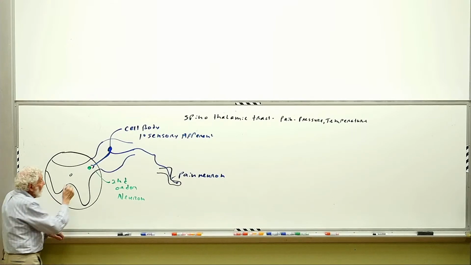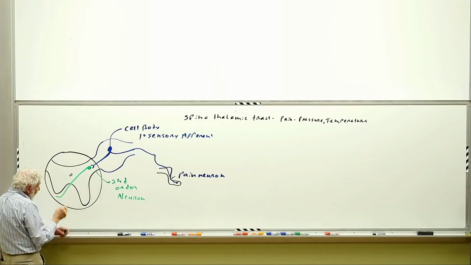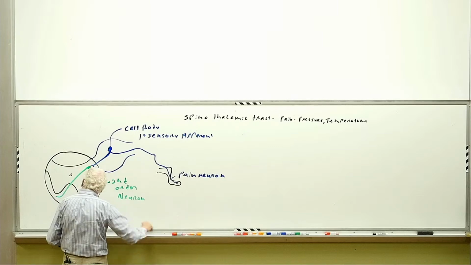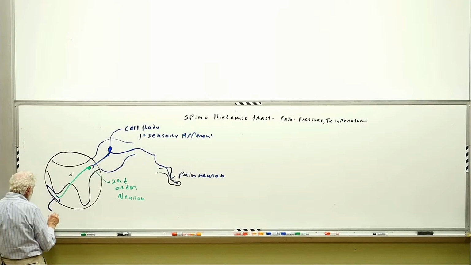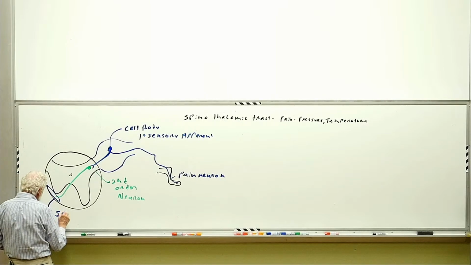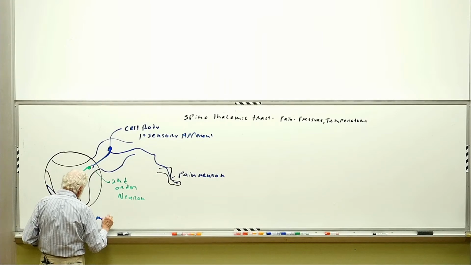What we do is take this second order neuron and send it over to the opposite side of the cord, and it enters a region over here in the white matter, the other side of the cord, a region known as the spinothalamic tract.